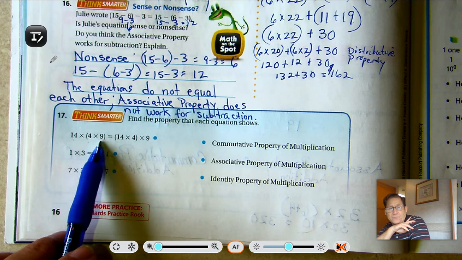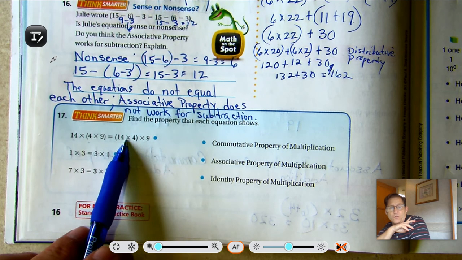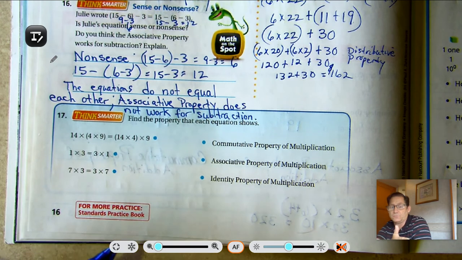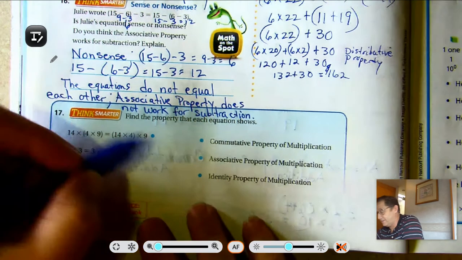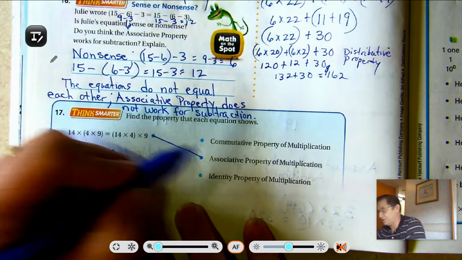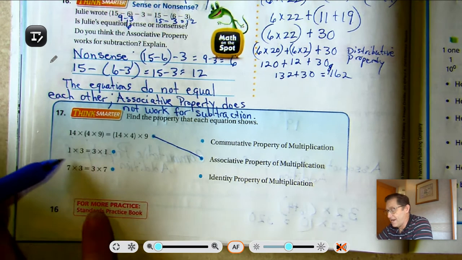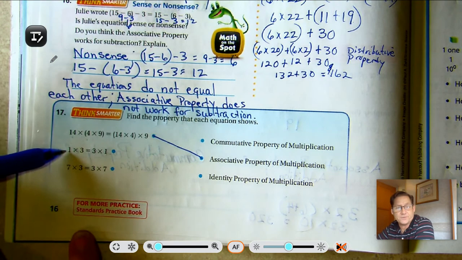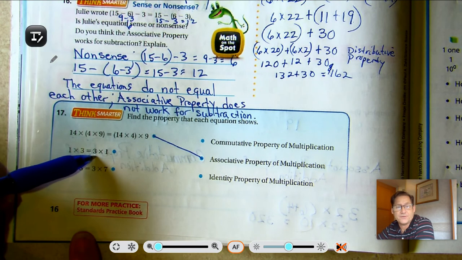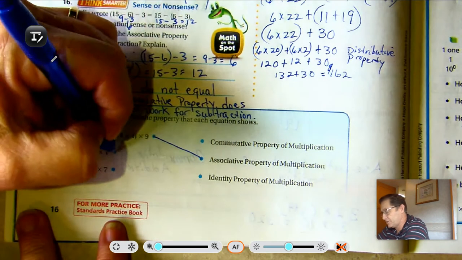On the left-hand side of the equation, the 4 and the 9 are grouped. On the right-hand side, the 14 and the 4 are grouped. So how they're grouped, that's the grouping property or the associative property of multiplication. 1 times 3 is the same as 3 times 1. So I have the same factors, but they're not in the same order. Here, 1 comes first. On the right-hand side, the 3 comes first. So that's just commutative property. They just switched the order.